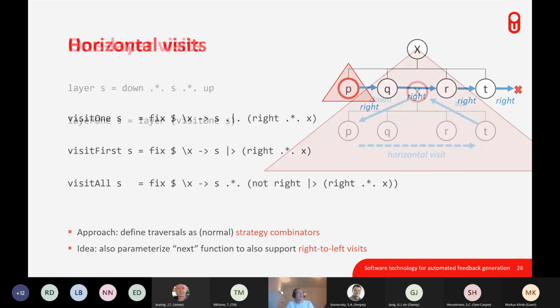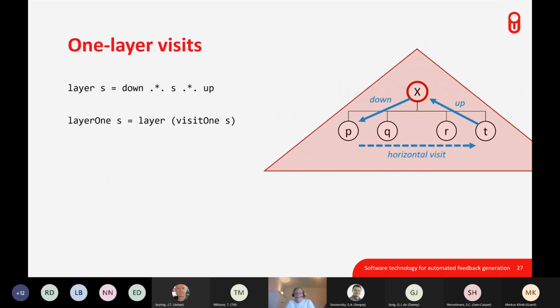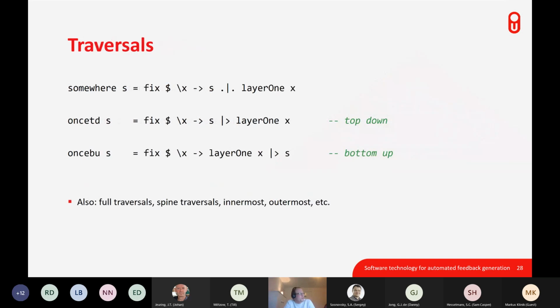Now, if we have these horizontal visits in place, we can also think about one-layer visits. So a layered visit basically means that you first go down, then you do some actions, a horizontal visit, and then in the end you go up again, ending up in the same node as where you started. So for instance, the layer one combinator is using the visit one combinator, so that's visiting just one of the children from left to right, using just one layer. Now the final step that I have to show you is how you can also have a full layered visit, so not just one layer, but arbitrarily many layers.